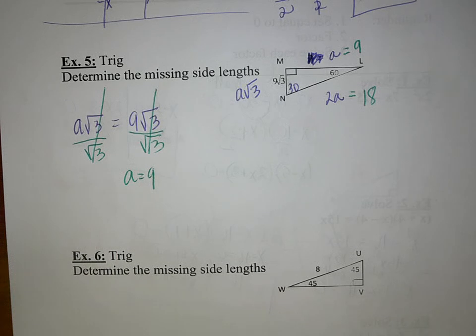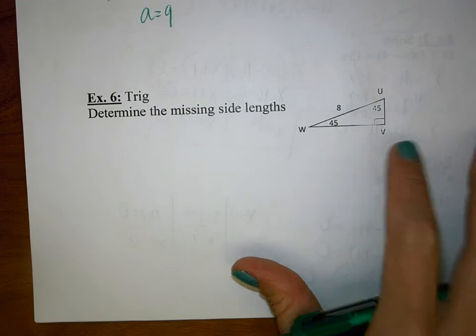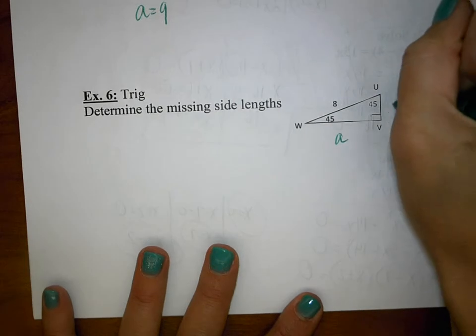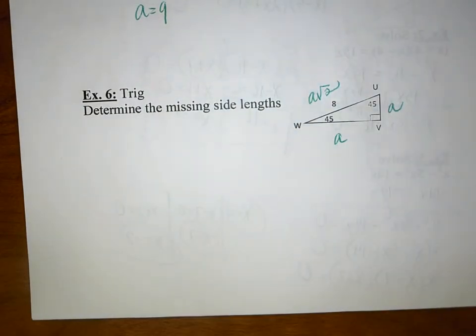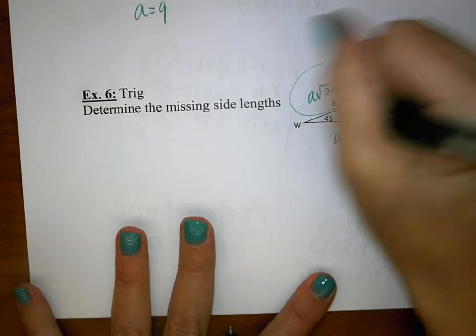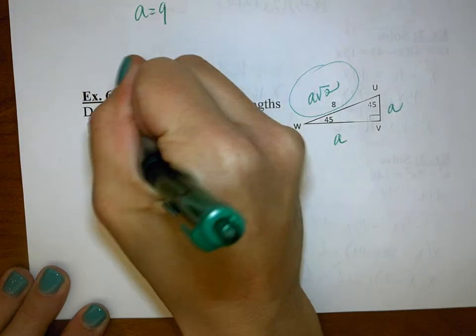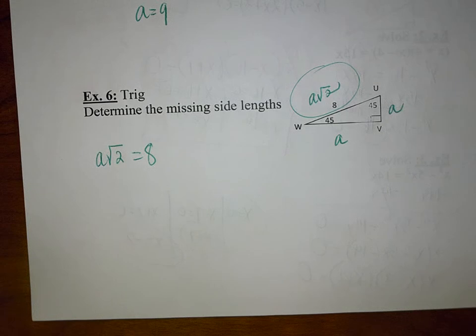Okay, so on example 6, it's a 45, 45, 90. So on my 45, 45, 90, what are my different sides? Okay, so it goes A, A, and then A root 2. So the only side that I have is this side right here, right? So we write this as an equation. I write A root 2 equals 8. How do I get A by itself? Divide by root 2.